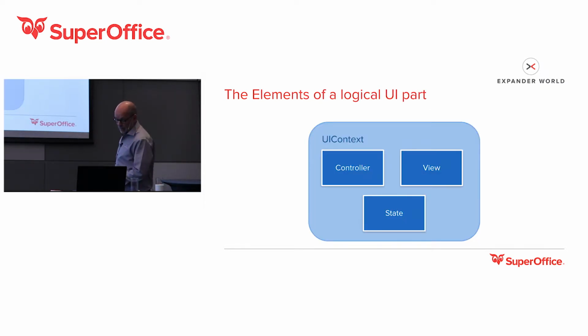So you can see a UI context is a variation of a context. It's a logical UI part. It's a part of what you can see in the UI. And every UI context contains a controller, a view, and it has a state. The state is where the data lives. And this is the three things that a UI context consists of. So it's a logical UI part. It's what you see in the card, like this is the inbox, for instance.